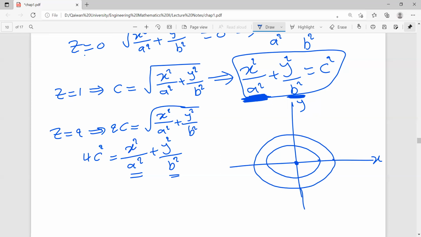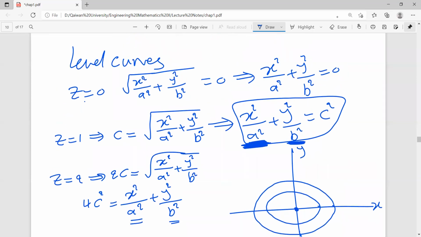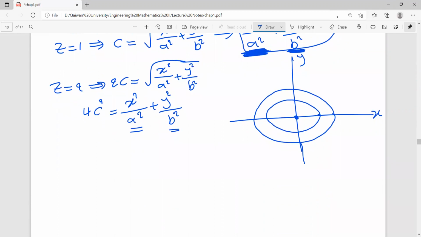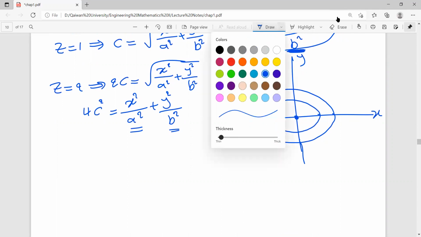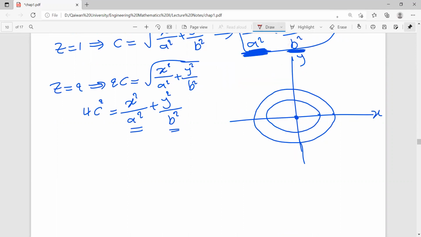So these are the graphs of these equations when z is 0, z is 1, and z is 2. These are the level curves. Now for finding the traces, let's use another color. If b is greater, it will be on the y-axis. For traces, we let x be 0.